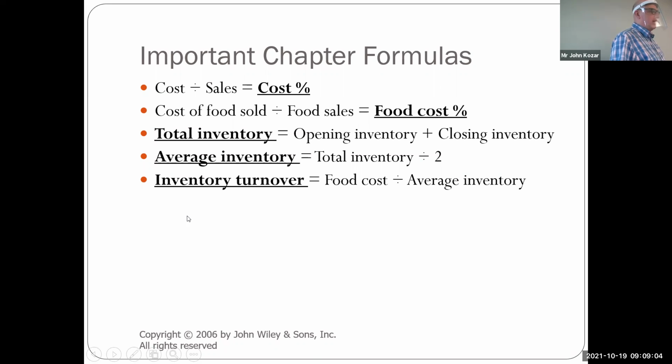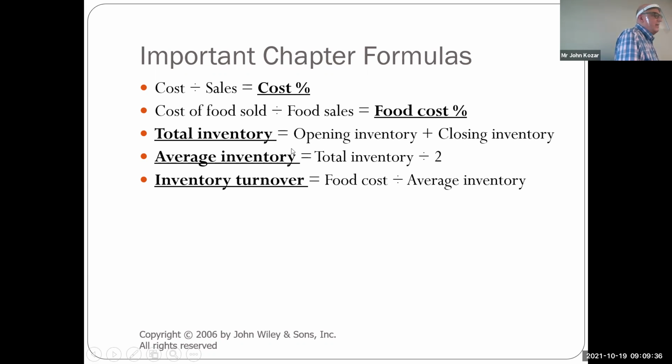So, some important chapter formulas. This one on top, cost percentage, is always going to be a cost divided by a sales figure. Food cost percent, we've seen this one any number of times: cost of food sold divided by food sales. This cost of food sold is going to be an important number. We're going to go through that today.